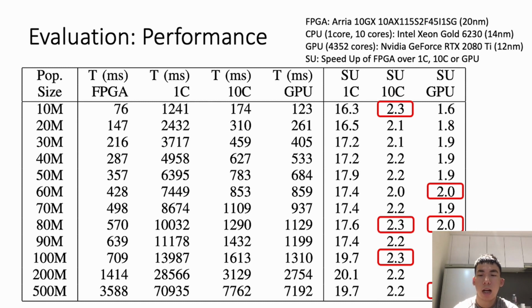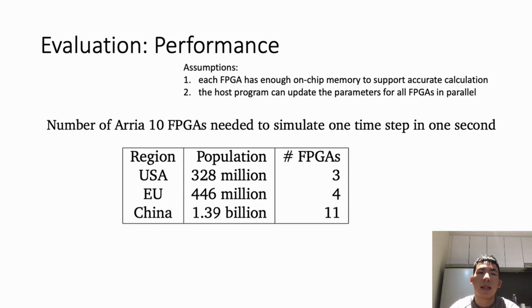The implementation on the FPGA platform achieves about 2.3 times speedup against the 10-core CPU and up to 2 times speedup against the GPU implementation. Then we can estimate the number of Arria 10 FPGAs needed to simulate one timestamp in 1 second, given that each FPGA has enough on-chip memory to support accurate calculation, and the host program can update the parameters for all FPGAs in parallel.